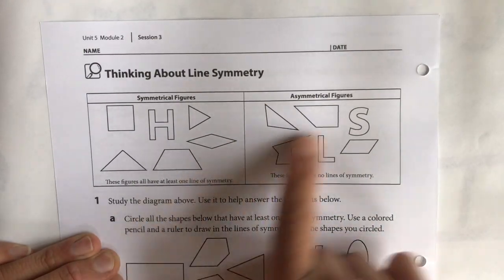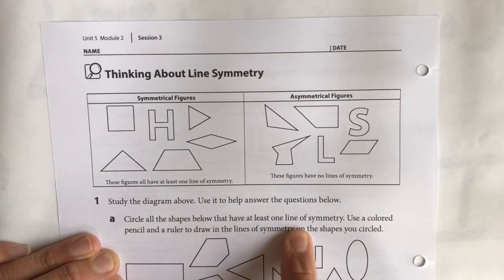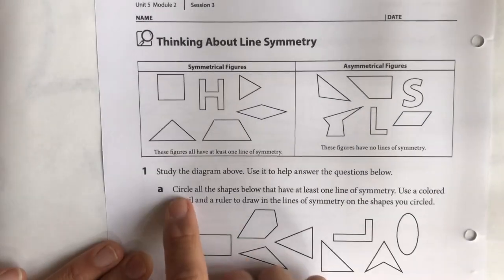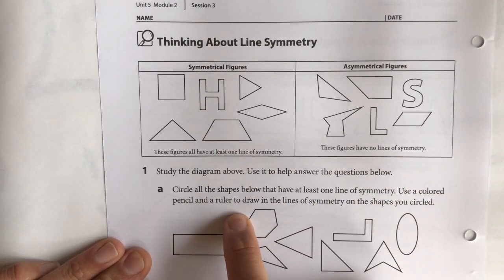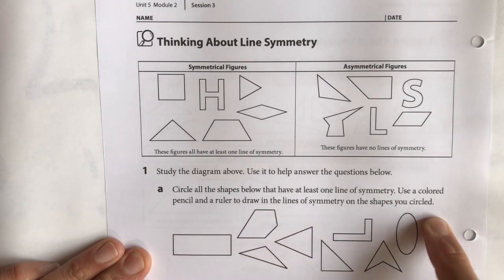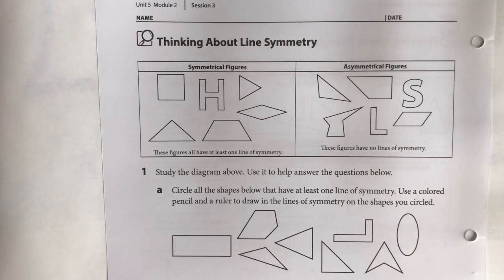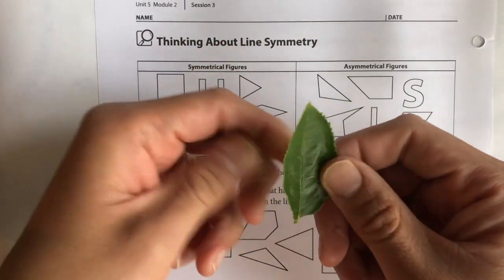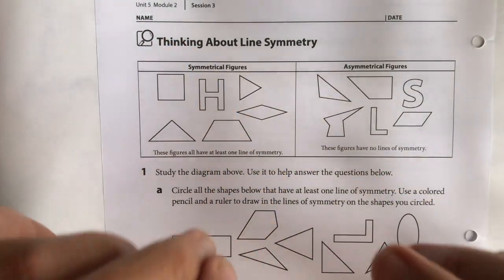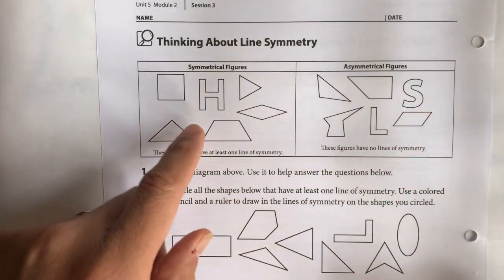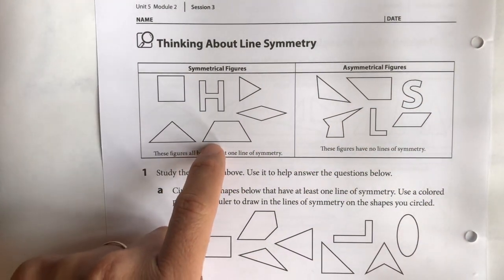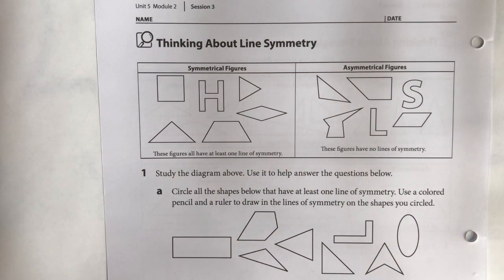Let's go ahead and study the diagram above, this one here, and this is going to help us answer some of the questions below. It says circle the shapes below that have at least one line of symmetry. Use a colored pencil and a ruler to draw in the lines of symmetry on the shapes you circled. Well, first of all, we have to identify what is a line of symmetry. If I give you examples such as the leaf here, and I even folded it in half to show you that this has symmetry, what do you think a line of symmetry is? Also, looking at the shapes here, if you know that all of these shapes have symmetry, what can a line of symmetry be?